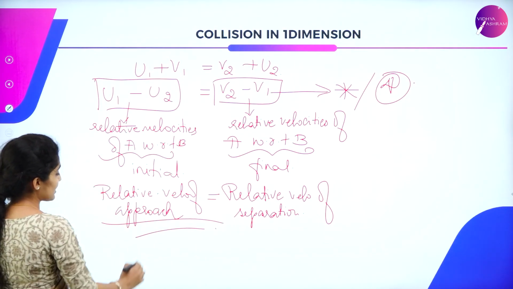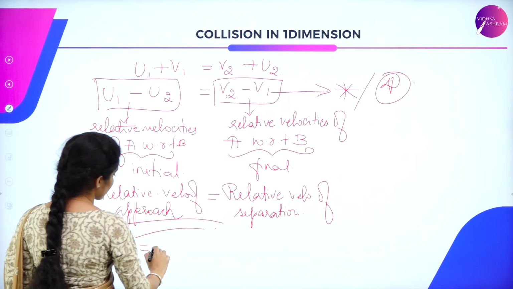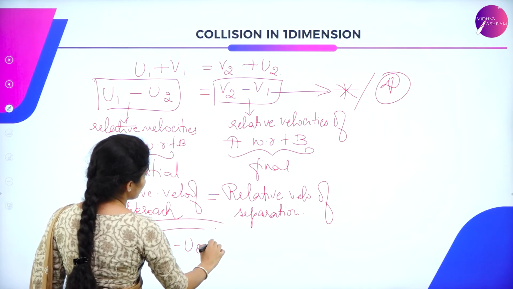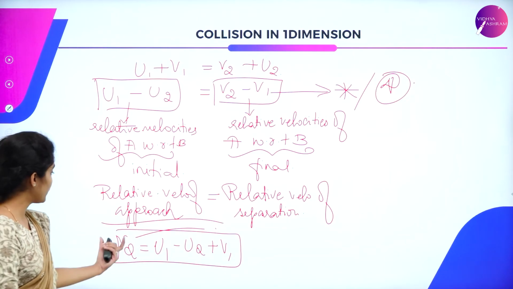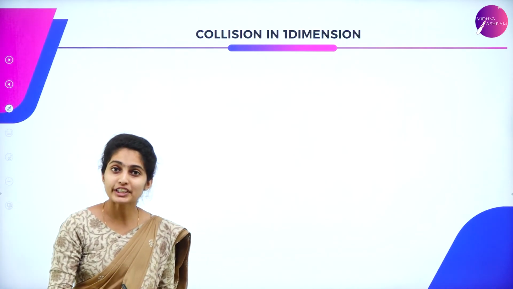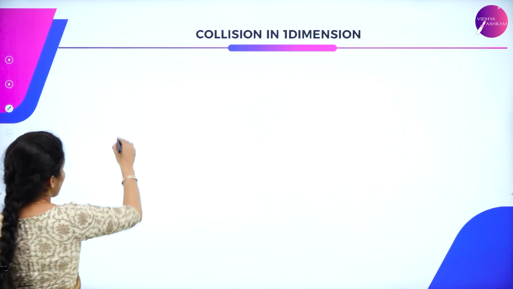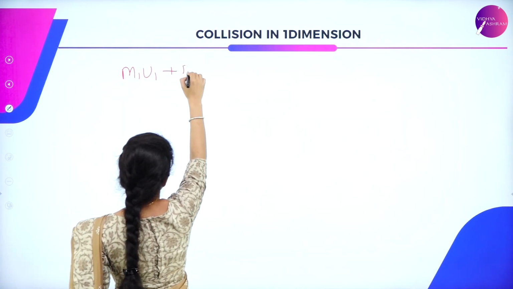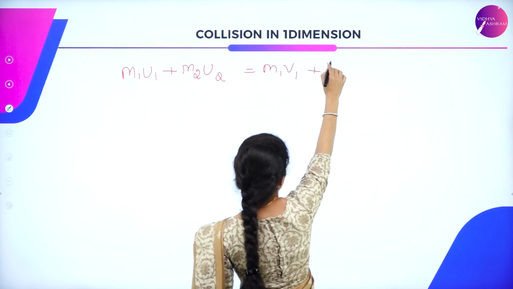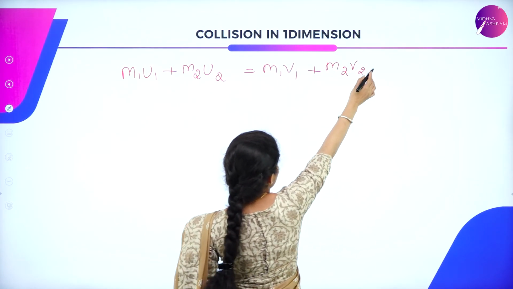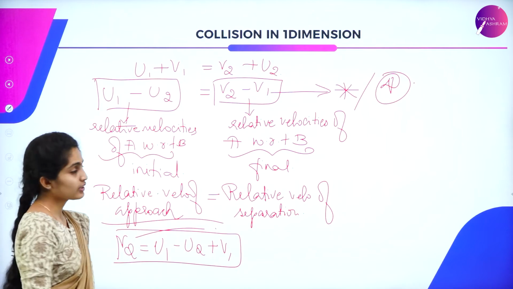Now you can write V2 is equal to U1 minus U2 plus V1. So we know the value of V2. Substitute for V2 in the equation of conservation of linear momentum. We have M1 U1 plus M2 U2 is equal to M1 V1 plus M2 V2. Substitute for V2, which is U1 minus U2 plus V1.